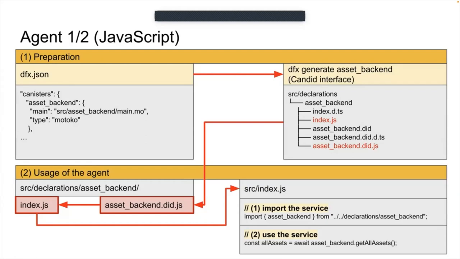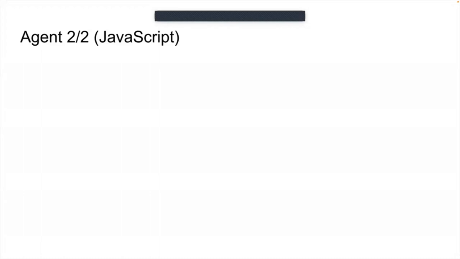A typical function call could be const allAssets = await asset_backend.getAllAssets. As a result, the constant allAssets will have an array of all stored assets on the Motoko backend canister. And from that point on, you can use this array as you are used to. All the magic is done thanks to the JavaScript agent. After we have seen the conceptual flow, let's have a short look into the agent index.js file and the asset_backend.did.js file to see how they look.